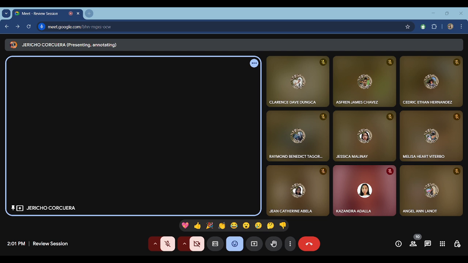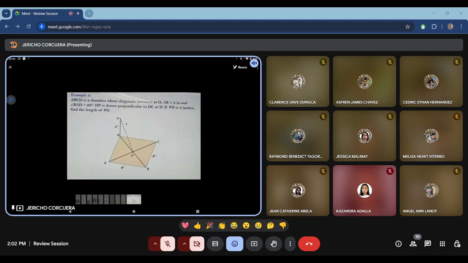And we have here another example. So example 3: ABCD is a rhombus whose diagonals intersect at O. AB is equal to 8 inches and angle BAD is equal to 60 degrees. DP is drawn perpendicular to DC at point D. If PD is 3 inches, then we are going to find the length of AQ.